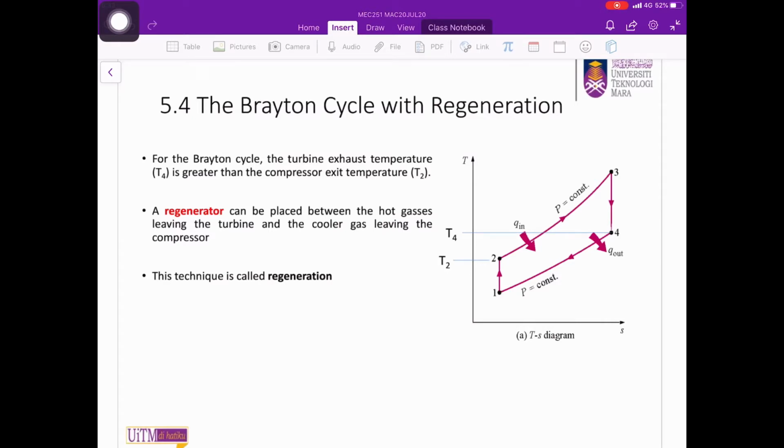If we look at the simple Brayton cycle diagram, we can see that the temperature at the turbine exit is greater than the temperature at the compressor exit. Instead of wasting this high temperature gas to the ambient, it will be better if the heat of this high temperature gas can be transferred to the cooler air leaving the compressor. Therefore, a regenerator will be placed between the hot gas leaving the turbine and the cooler compressed air leaving the compressor. And this method is called regeneration.